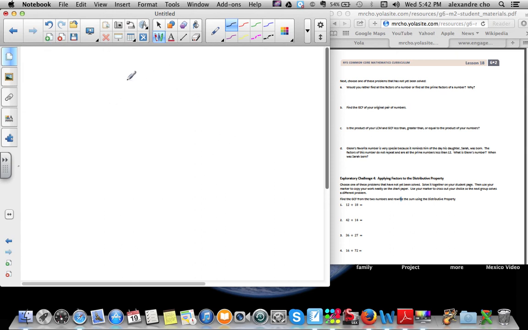Last page, find the GCF. Oh, okay, so you got 12 and 18. Remember we did this in class? Okay, here's 12 and 18, and you wanted to write it. Some of you I haven't seen it yet. So, 12 and 18, and you want to go back to this format.